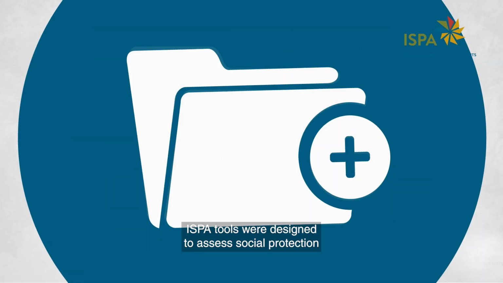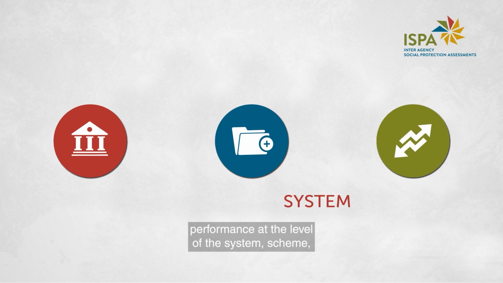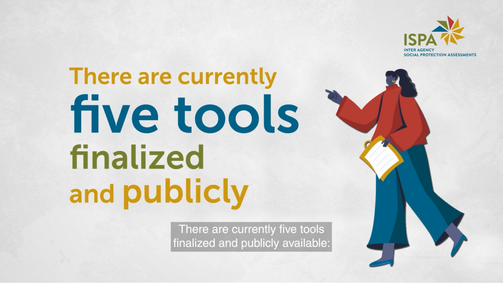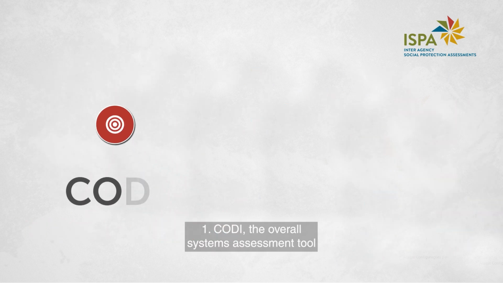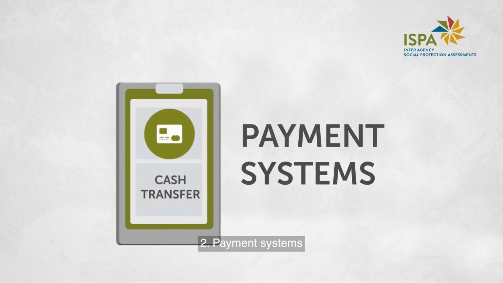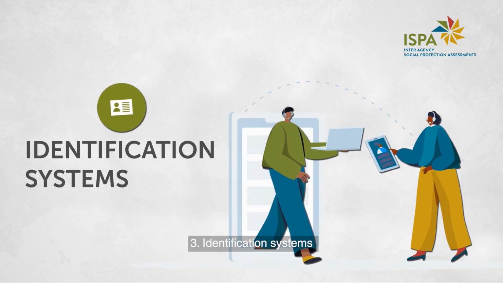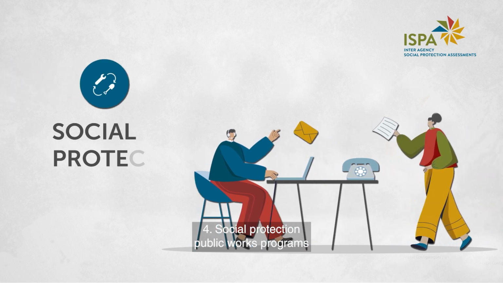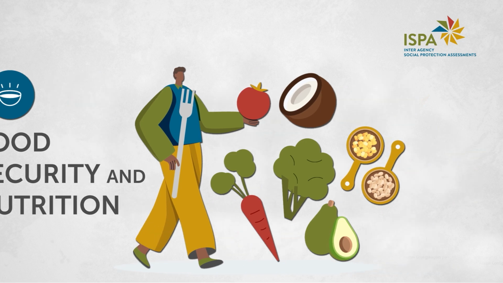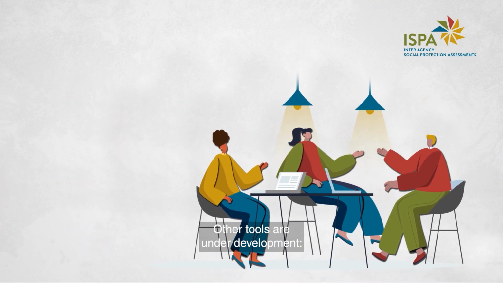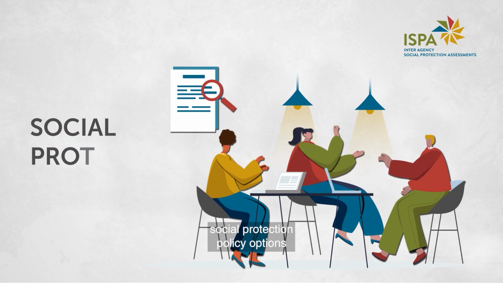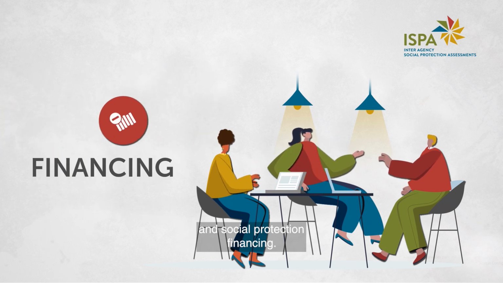ISPA tools were designed to assess social protection performance at the level of the system, scheme, or delivery mechanism. There are currently 5 tools finalized and publicly available. 1. CODI, the overall systems assessment tool. 2. Payment systems. 3. Identification systems. 4. Social protection public works programs. And 5. The food security and nutrition. Other tools are under development: social information systems, cash transfers, social protection policy options, and social protection financing.